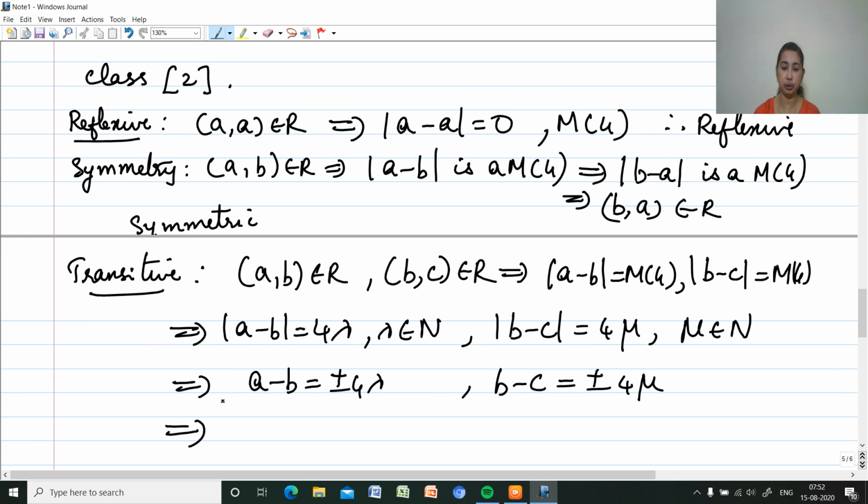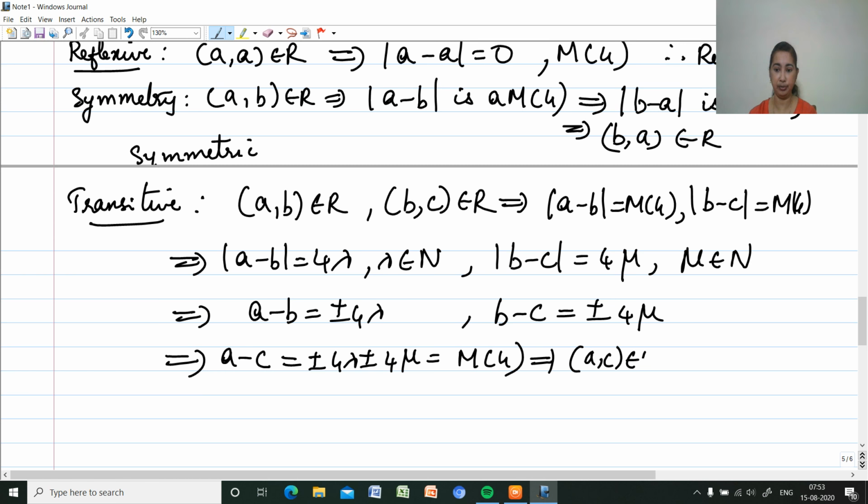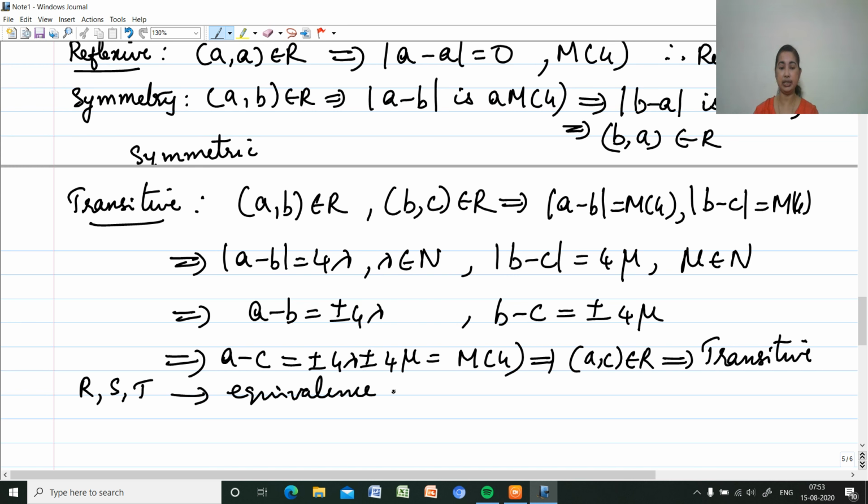If I'm adding both, what I'll get is a minus b plus b minus c, that is a minus c, equal to plus or minus 4 lambda plus or minus 4 mu, where 4 is common, that means it is a multiple of 4. So this implies modulus of a minus c is also a multiple of 4, or (a, c) is an element of R. This shows that it is transitive. Therefore, since it is reflexive, symmetric and transitive, it is an equivalence relation. So that is the first part of the question.